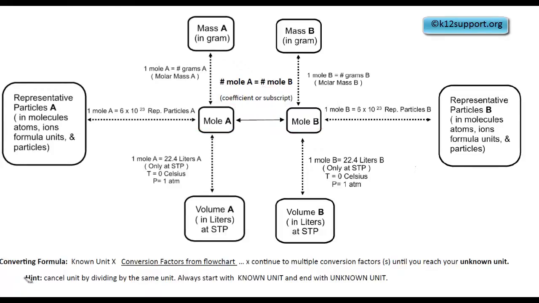To convert one unit to another unit, you use this formula. You take your known, always start with your known unit, times the conversion factors from the flowchart. If there is more than one conversion factor, you continue to multiply the conversion factors. Look at this case here. If you start from representative particles of A all the way to volume of A, you need 2 steps total. That tells you that you have to multiply 2 different conversion factors.